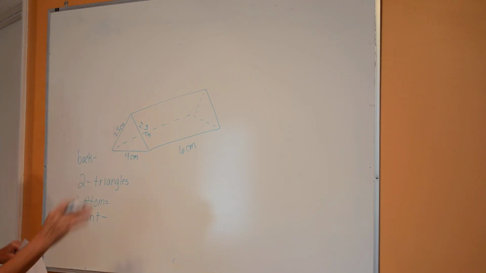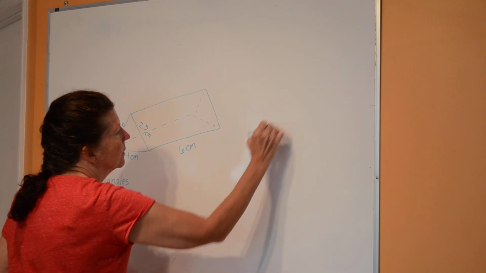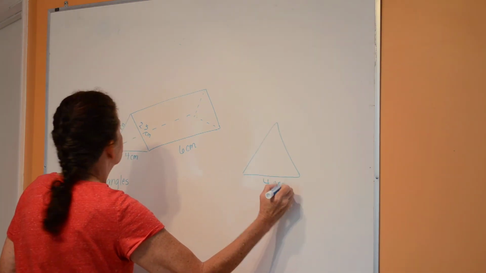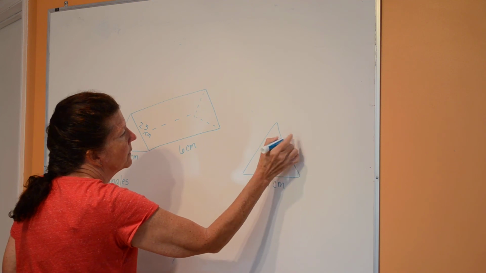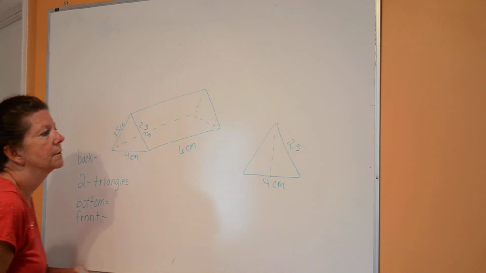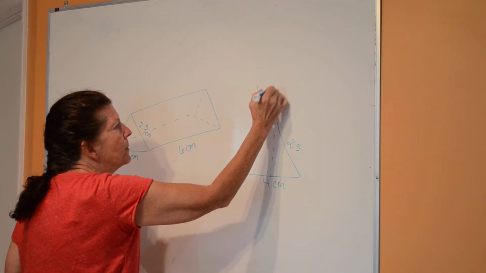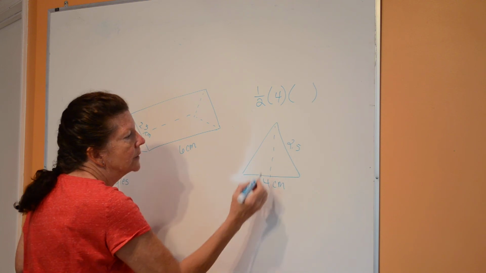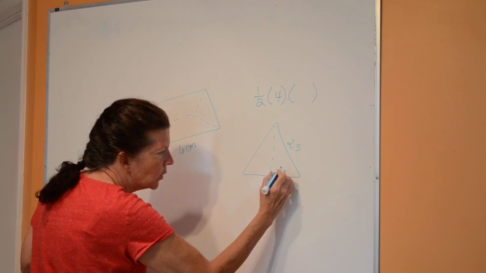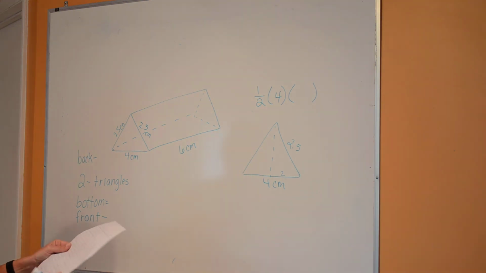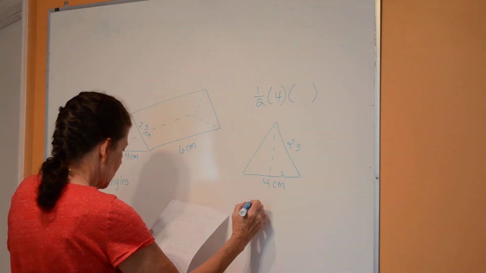All right, so let's talk about the triangles first. I have a triangle that across the bottom is 4 centimeters, and this is 2.5 centimeters. I need to know the height of this triangle, because remember I've got 1/2 the base, which is 4, times the height, which I don't know. Well, if this is 4 across, then I know that that's 2 right there. So therefore I can do Pythagorean theorem.